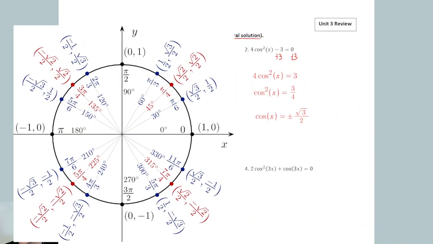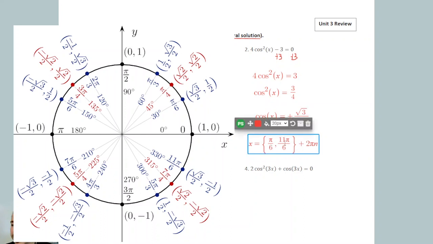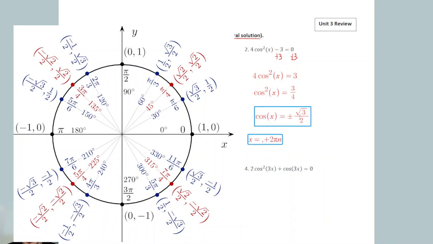So we're looking for where the x-coordinate is either positive root 3 over 2 or negative root 3 over 2. And I see that we have 4 of them. I just copied and pasted this, so let's see if we can identify them. We're looking for the first angle, which is going to be at pi over 6. And the next one looks like 5 pi over 6. And then the next one is 7 pi over 6.